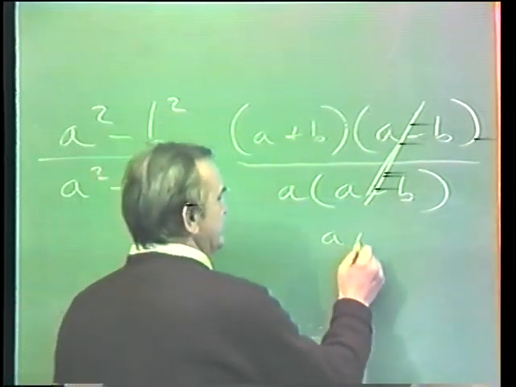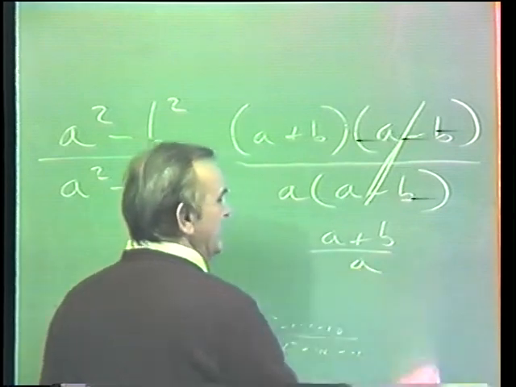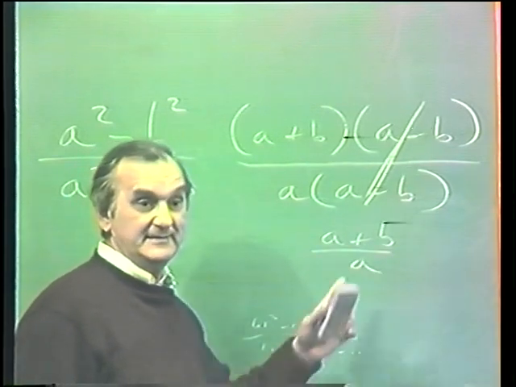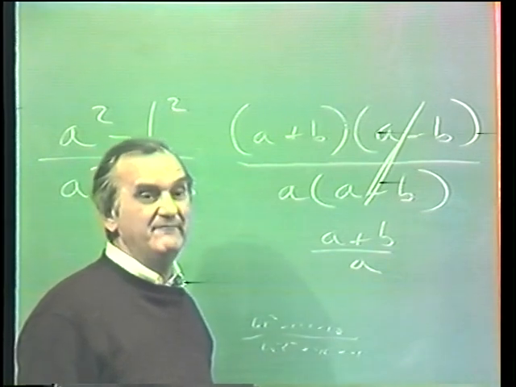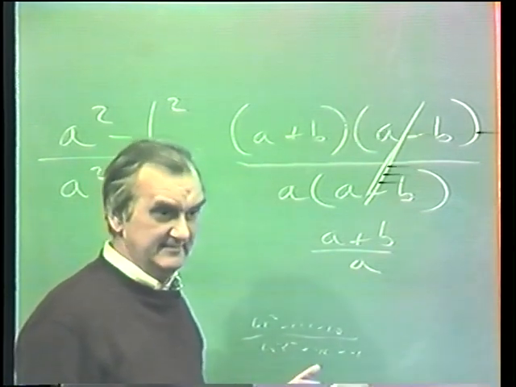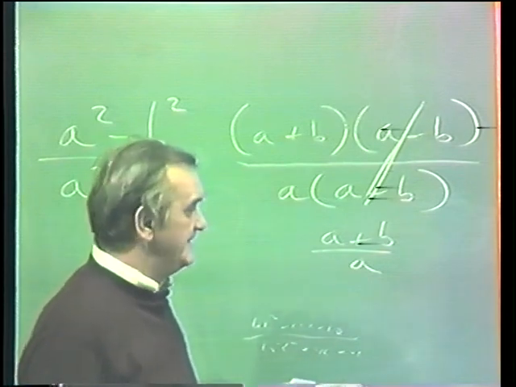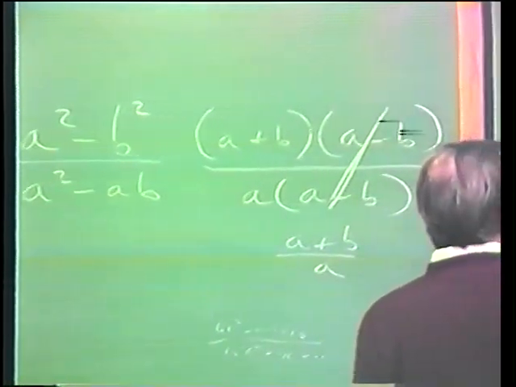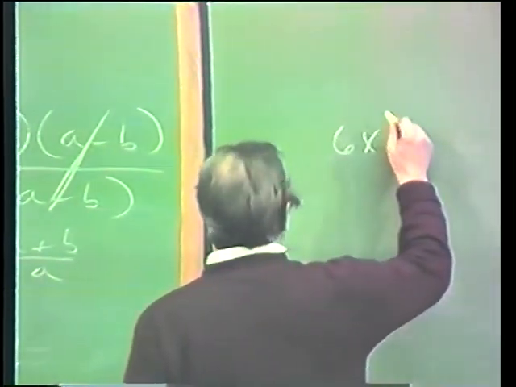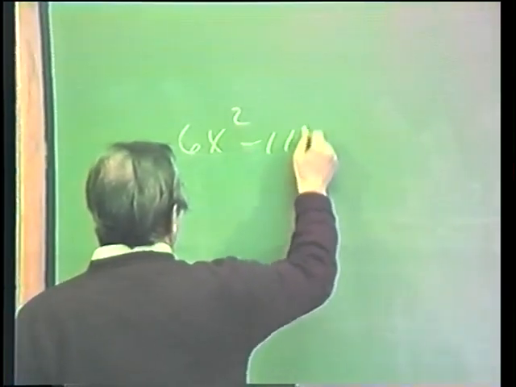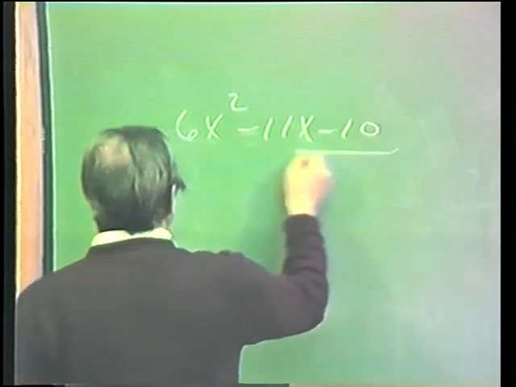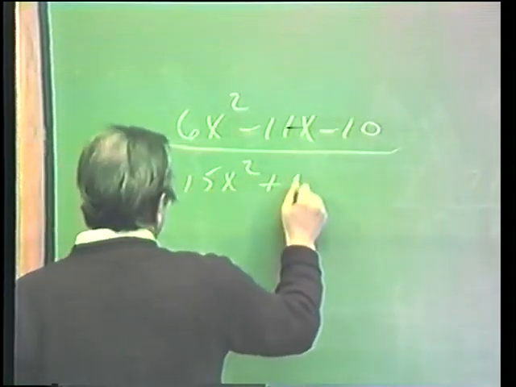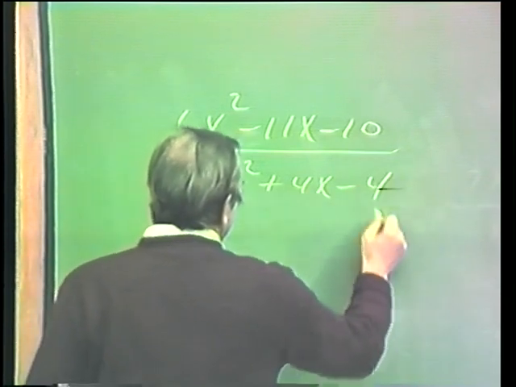Notice, we get an answer of a plus b over a. We cannot cross out these a's, because that's a term. Only factors. Remember that. That's important. Okay? Now, one more problem. Let's make it just a little bit harder. Let's suppose we have 6x squared minus 11x minus 10 over 15x squared plus 4x minus 4.